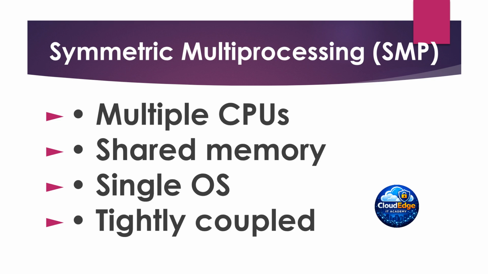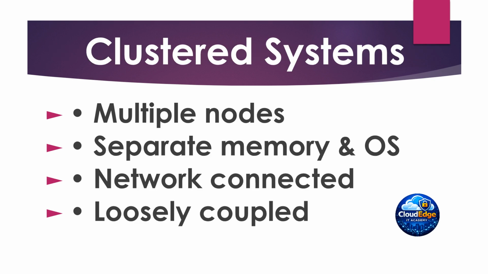Symmetric multiprocessing, or SMP, involves multiple CPUs that share memory and run a single OS. It is considered a tightly coupled architecture. Clustered systems consist of multiple nodes, each with separate memory and OS. These nodes are connected via a network and are considered loosely coupled.